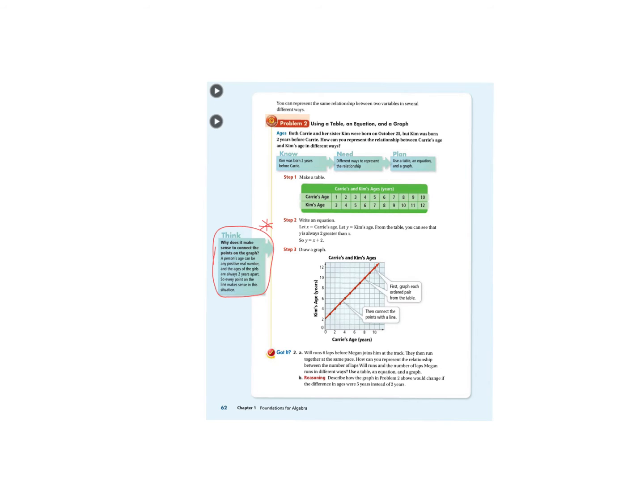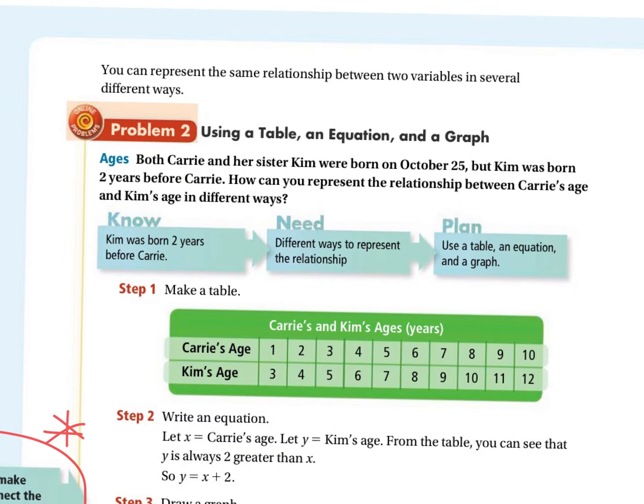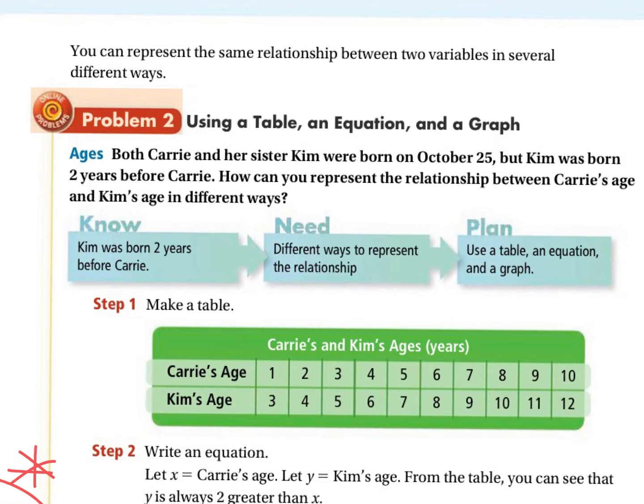On the next page, it talks about how we can represent a relationship between two variables several different ways. We can use tables, we can use equations, we can use graphs. So if you look at problem 2, both Carrie and her sister Kim were born on October 25th, but Kim was born 2 years before Carrie. How can you represent the relationship between Carrie's age and Kim's age in different ways?